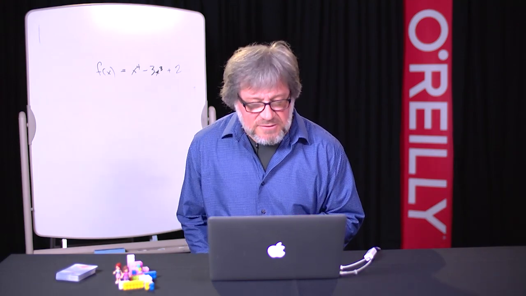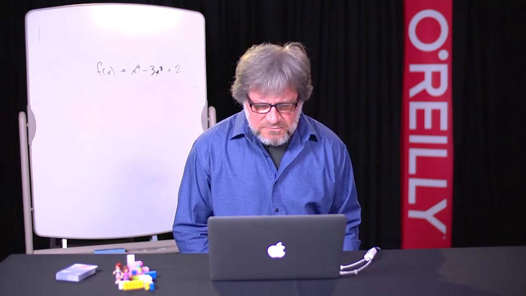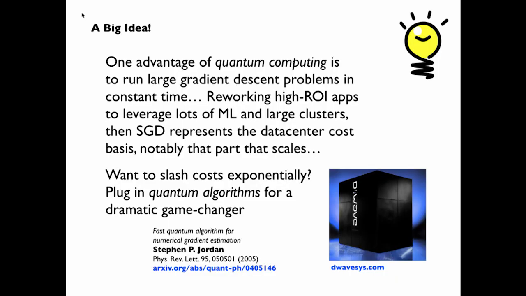There's an excellent paper along these lines by Stephen Jordan called Fast Quantum Algorithm for Numerical Gradient Estimation, basically showing the point that you can get an exponential increase. And there's a company called D-Wave. I know that Google bought one of these, and I think Lockheed Martin or somebody like that also.